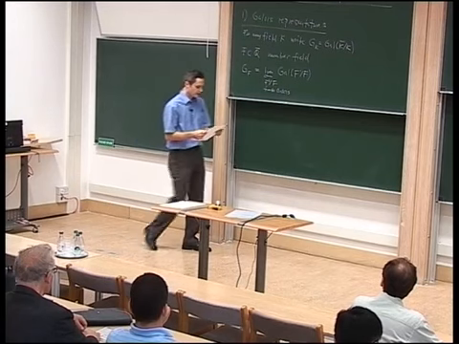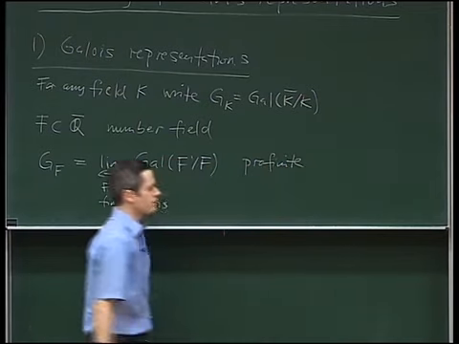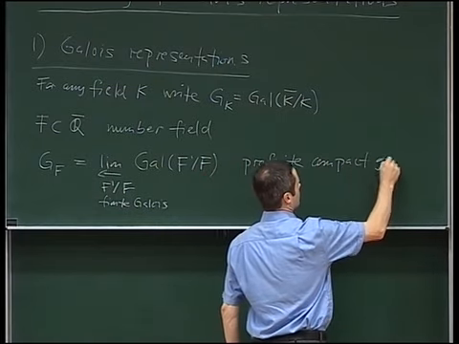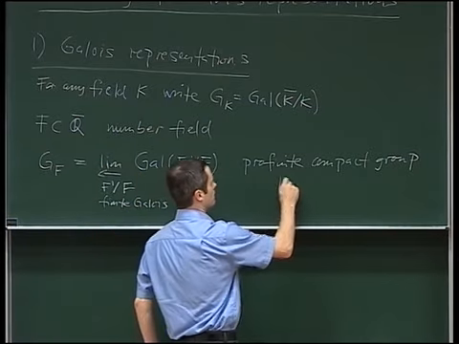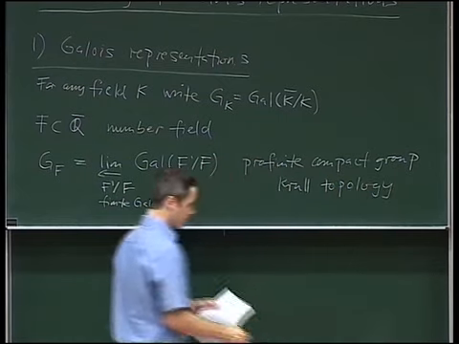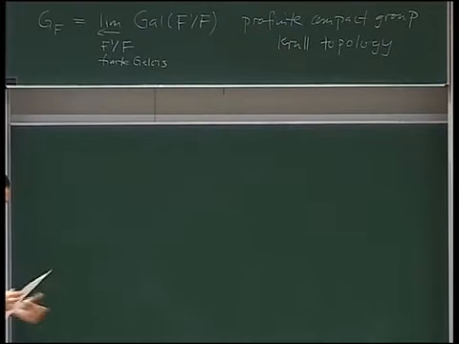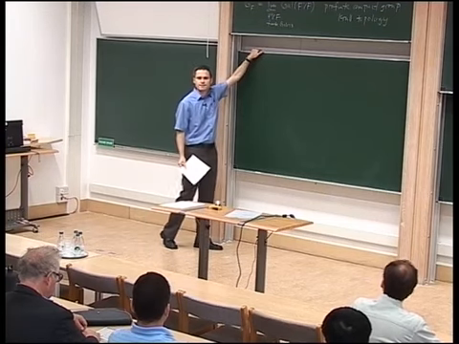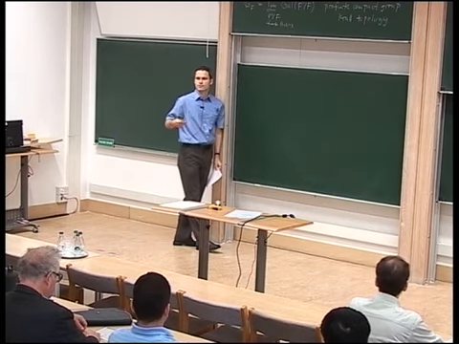And this identification tells us that we're working with a profinite compact group equipped with the profinite topology that is called the Krull topology. Now, we don't just want to study this as an abstract group. We quite often want to impose some additional structure.